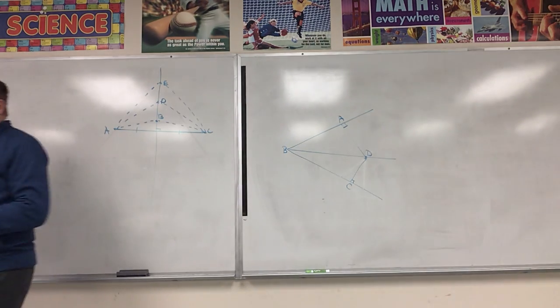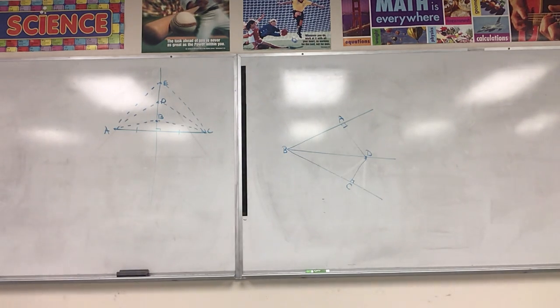So for an angle bisector, if I know that AD is equal to DC, then I can say what? Yes? Segment ED bisects angle ABC. Correct. So I can say that that segment bisects that angle, because it's equal distance. That is the angle bisector theorem, and then the converse.